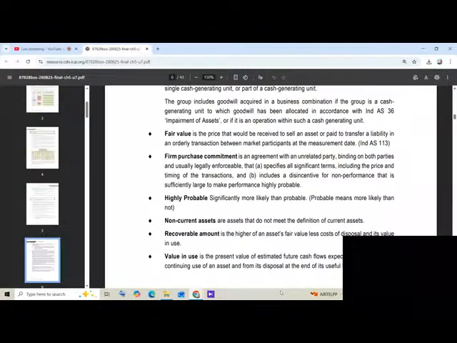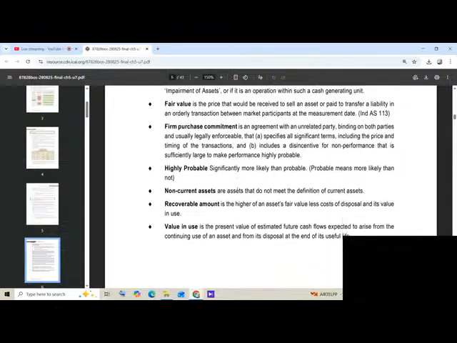Firm purchase commitment is an agreement with an unrelated party, binding on both parties and usually legally enforceable, that specifies all significant terms, including the price and timing of the transactions, and includes a disincentive for non-performance that is sufficiently large to make performance highly probable. Highly probable means significantly more likely than probable.